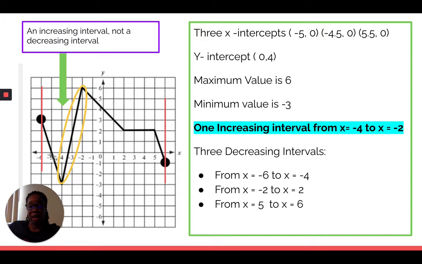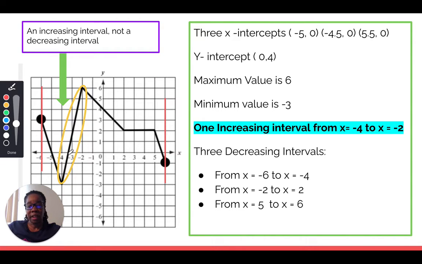So there's one at negative 5, 0, which is right here. There is one at negative 4.5, 0, and there's another one at positive 5.5, 0. Another thing that is true in terms of the features of this function is that the y-intercept is occurring at 0, 4, so it's where the graph is crossing the y-axis.